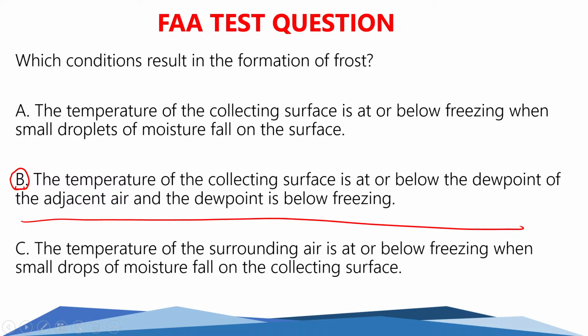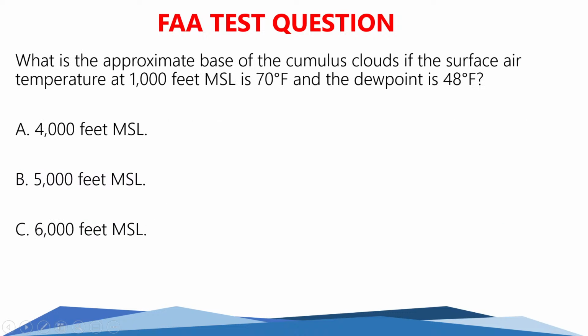All right, moving forward, this is going to be dealing with another cloud question. Hopefully you guys remembered when we went over determining cloud heights using our dew point and our temperature in class the other day. So with that, go ahead and open up the poll. What is the approximate base of the cumulus clouds if the surface air temperature at 1,000 feet MSL is 70 degrees and the dew point is 48 degrees? Is it 4, 5, or 6,000 feet MSL? Samuel, you are very welcome, sir.